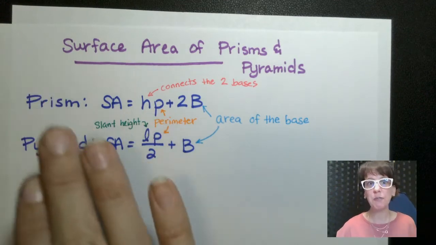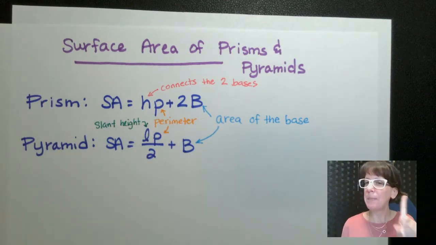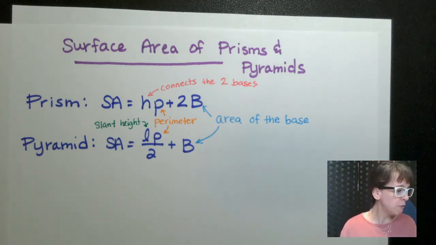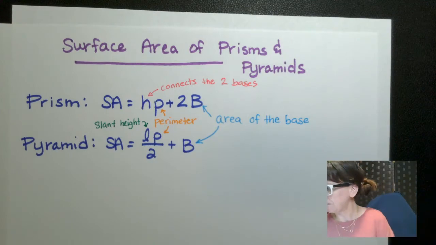Now, these are the formulas and you'll want to write them down, but these formulas only work if you know how to use them correctly. And so we're going to go over how to identify your prisms and pyramids and what type they are so that you can use these formulas correctly. For example, let's start with this guy.